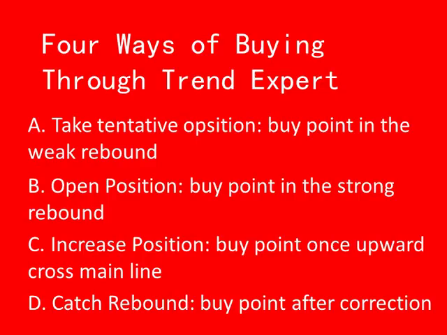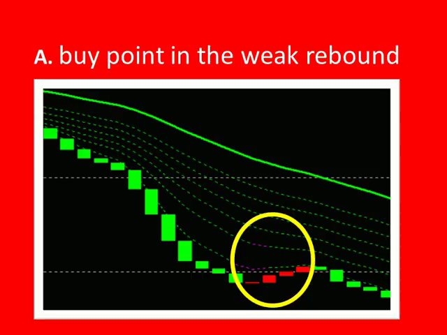Okay, so I will show you the details. The first one, buy point in the weak rebound. What's that meaning? In the weak rebound means the main line is down because the primary trend is downtrend. Assistant line also down. Okay, then if you see the red green candlestick turn to the red candlestick, this is the buy point. But this buy point in the weak rebound, you buy more or less. You buy small position because the trend is still down and the rebound is weak.